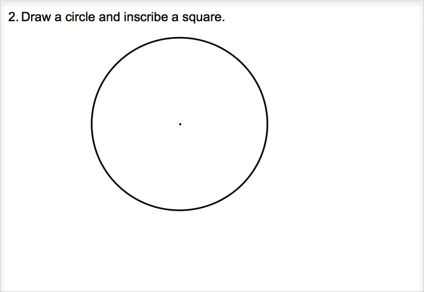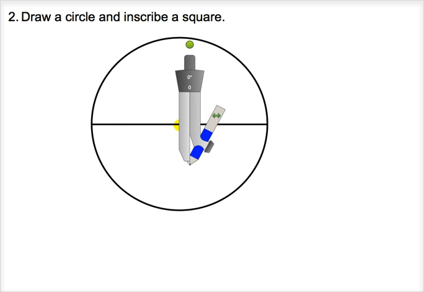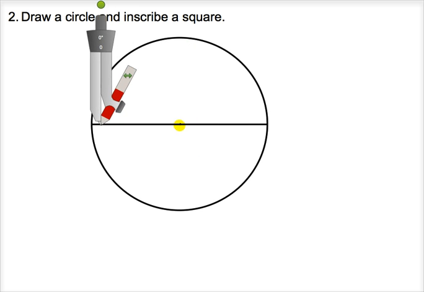Number 2, draw a circle and inscribe a square. I'm given where the center of the circle is. So the first thing I want to do is just draw a segment that goes through the center. So I really want to draw a diameter for my circle. Now, if I want to inscribe a square, I know that in a square the diagonals are perpendicular and they're congruent. So I really just need to construct the perpendicular bisector of the segment that I just drew.